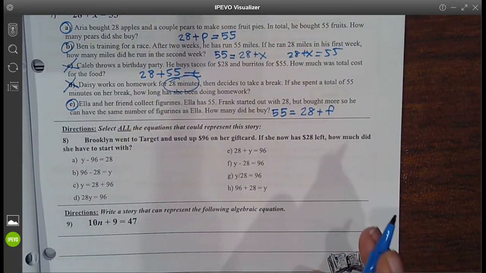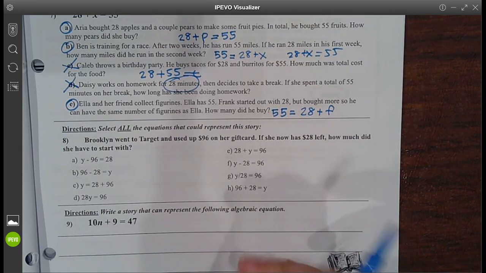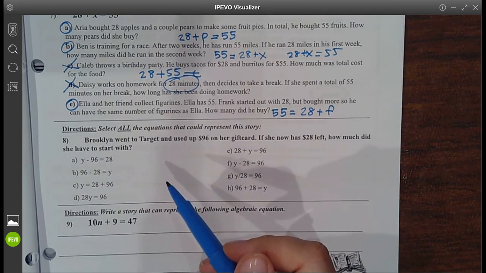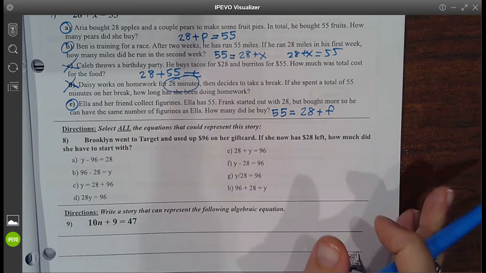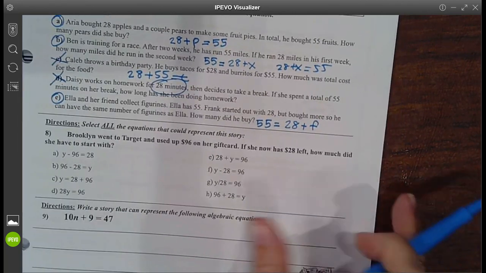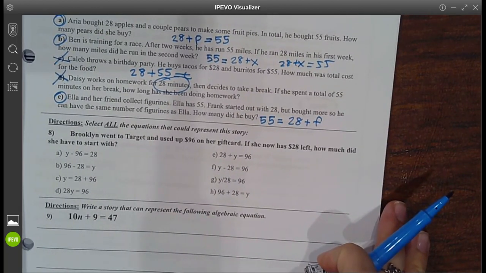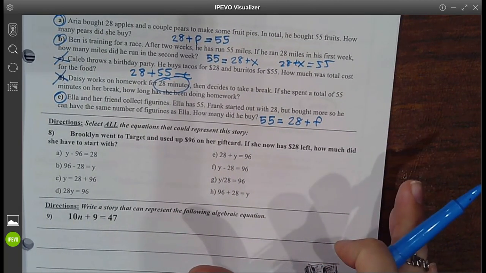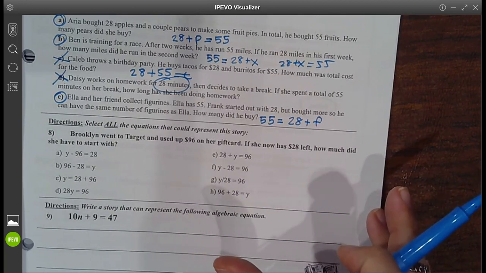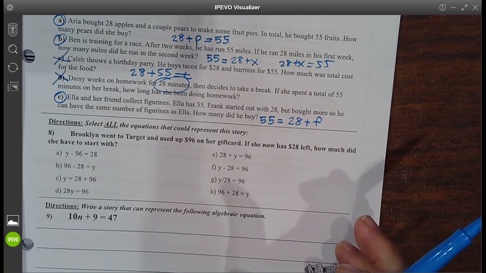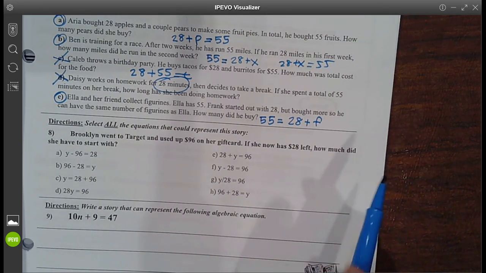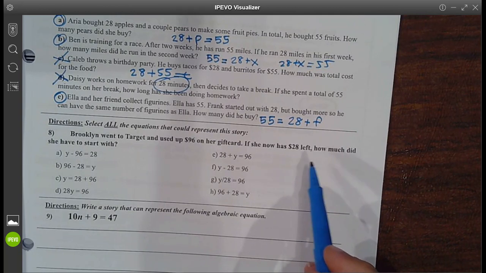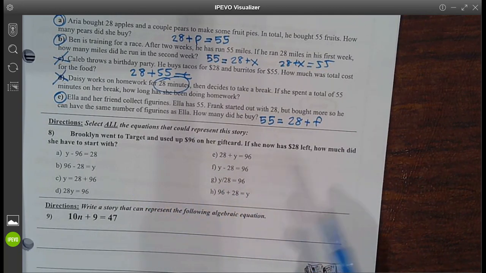Now this one is the opposite. This time they gave you a story and you have to see which equation you could use to solve it. And as we know, there's more than one equation that you could use when trying to figure it out. Now there's not an unlimited amount of equations, but there is more than one. So let's see. Brooklyn went to Target and used up $96 on her gift card. Man, how big was her gift card? She now has 28 left. So how much did she have to start with?